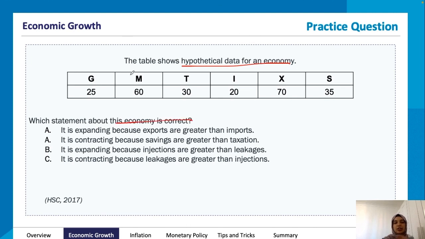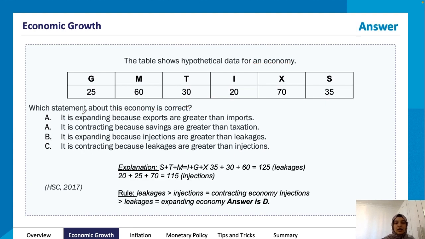So you want to determine which ones are injections and which ones are leakages, and then determine from there. So at this point, if I were you, I would just pause the video and have a go at this question. This should be, sorry, this is incorrect. It should just be A, B, C, D. Choose one of the options, and then we'll go through the answer. So pause. Okay. So hopefully you've had a chance to attempt the question. We will now get into the answer.